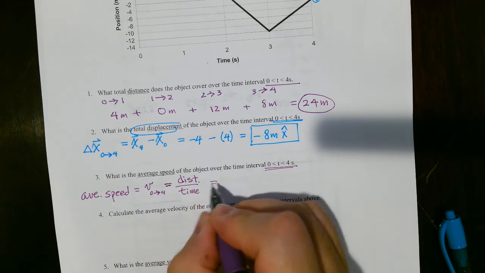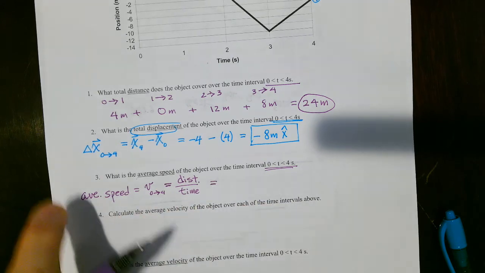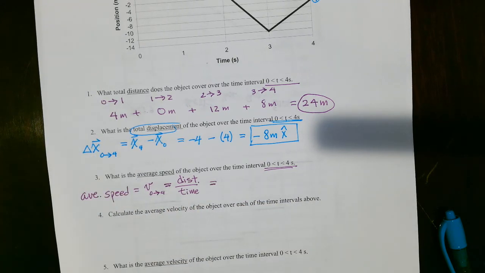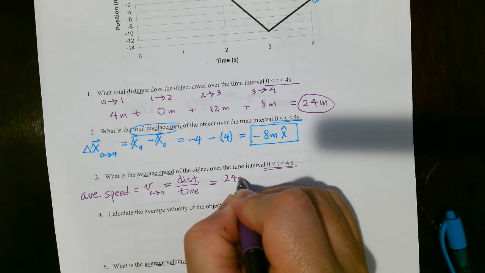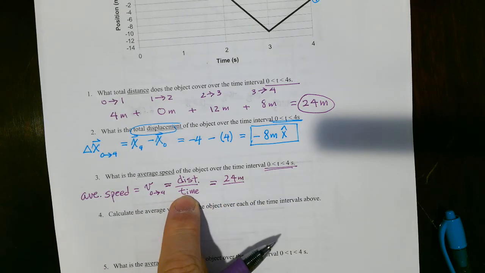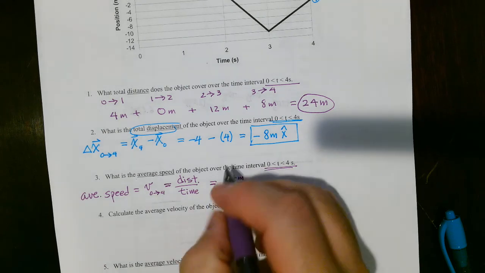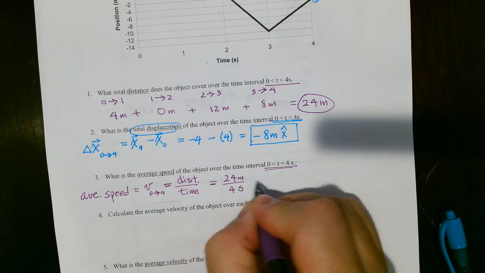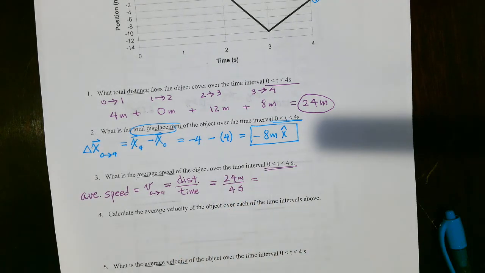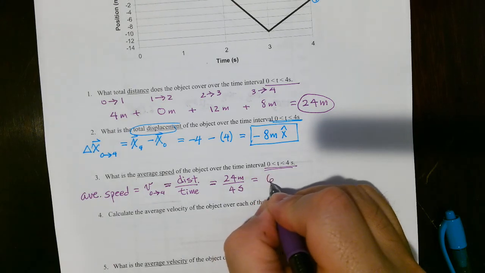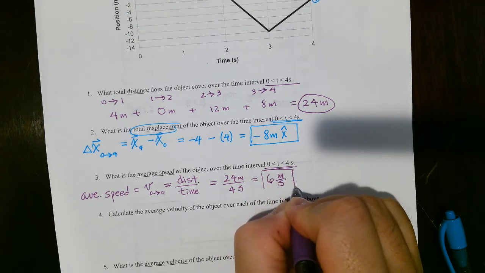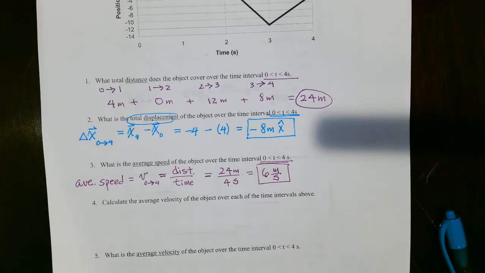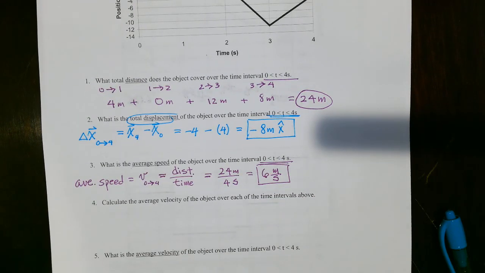Well, we already know what the total distance is. We calculated that in the first part here. Therefore, my total distance is 24 meters. The total time is 4 seconds. Therefore, my average speed comes out to 6 meters per second. And that's it. No x hats, no y hats, none of those.